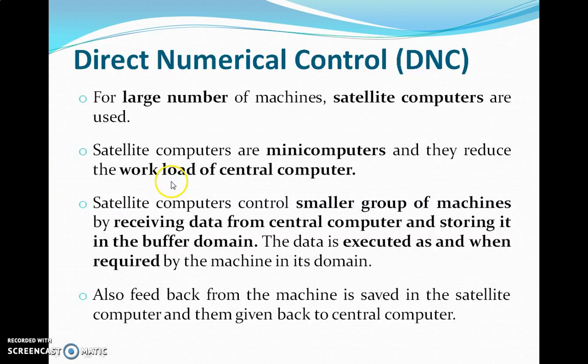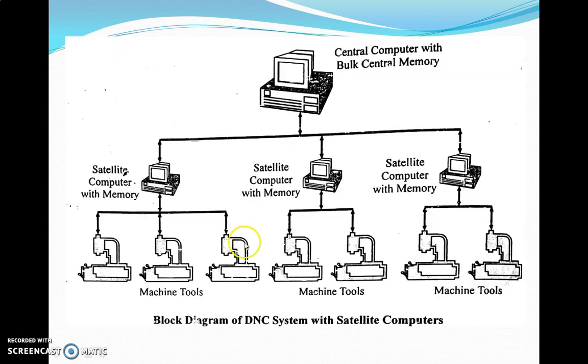So basically, satellite computers are computers which control a small group of machines by receiving data from the central computer and storing it in the buffer. These satellite computers receive the data from the central computer, store it in the buffer, and give that stored information to the machine tools in their domain as and when required.